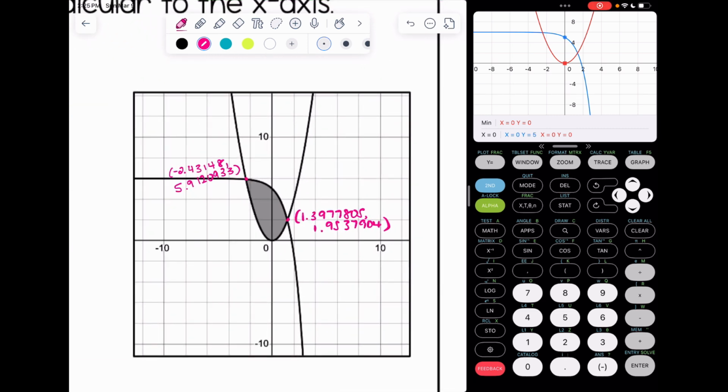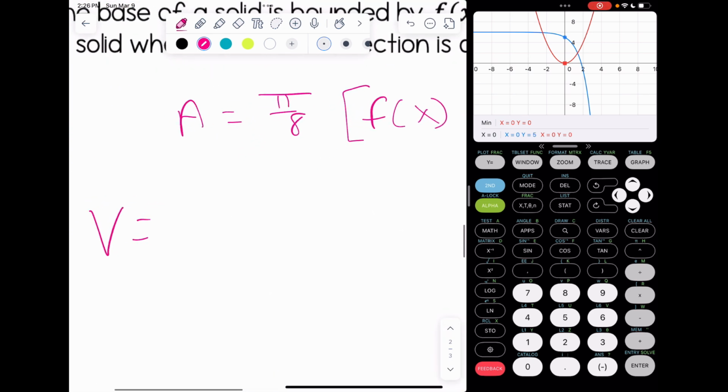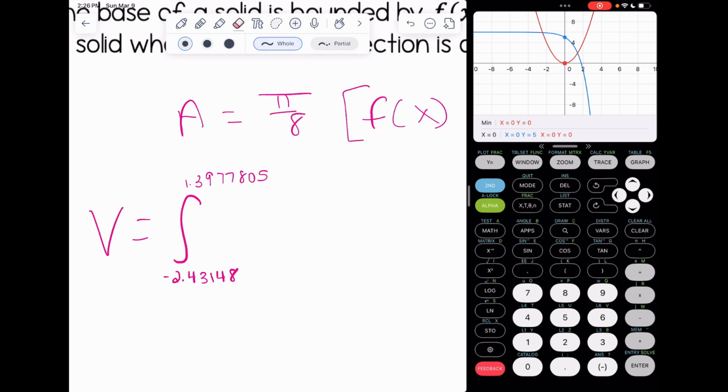So if you need to pause the video to verify these and make sure you know how to do them, you can. But basically what I did on my calculator is I plugged one function into y1, plugged the other into y2, and then I found the intersections there. So in this one, we're doing perpendicular to the x-axis, so my bounds are going to be the x values of those points of intersection. So the lower bound is negative 2.43148. The upper bound, 1.3977805. And now we want to substitute our area in here.